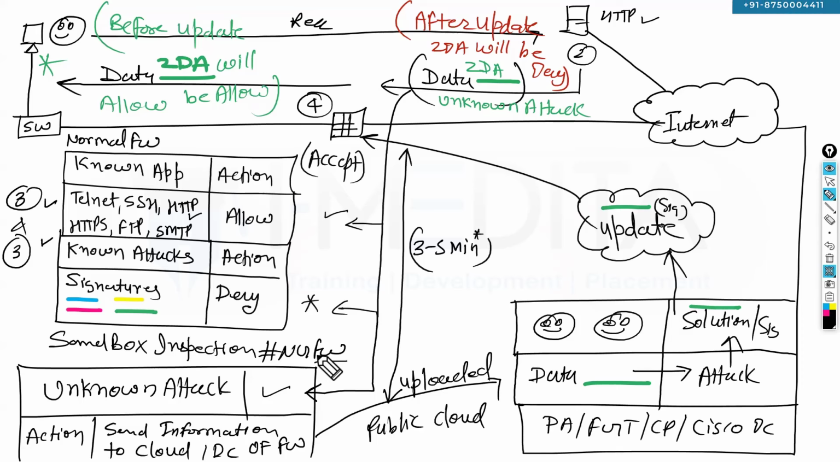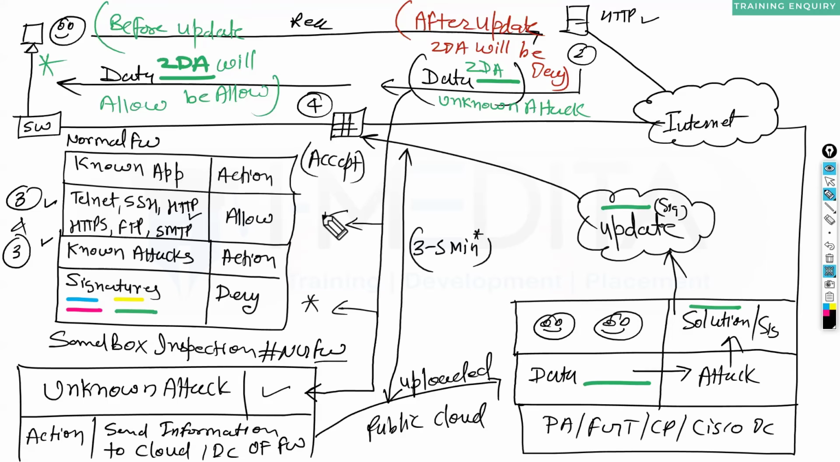A next generation firewall has the capability that it can deny known attacks. But along with denying known attacks, it can send unknown attack information to the cloud so that the cloud can give updates about the unknown attack, and when the firewall has the update, it will start to protect your organization. So this is your sandbox inspection. This capability can be in the firewall, that will be called next generation firewall. This capability can be in the IPS, that will be called next generation IPS.